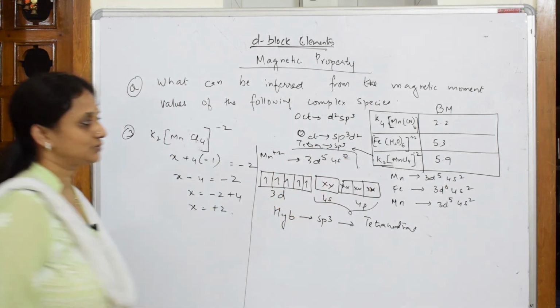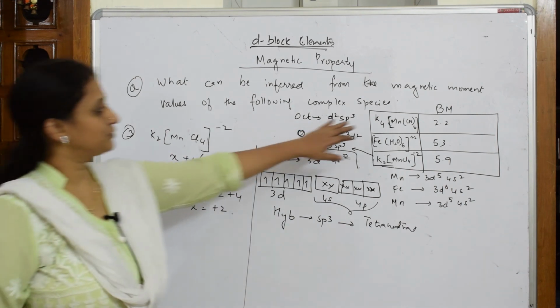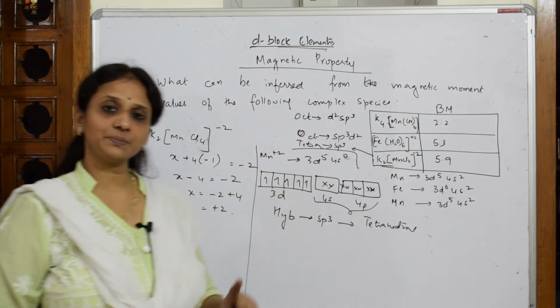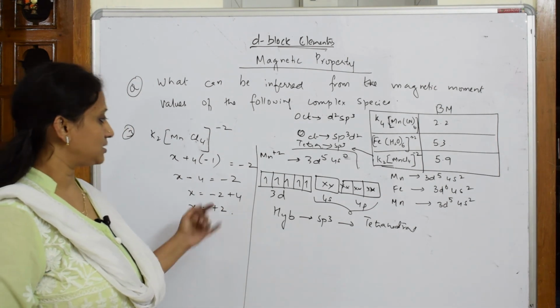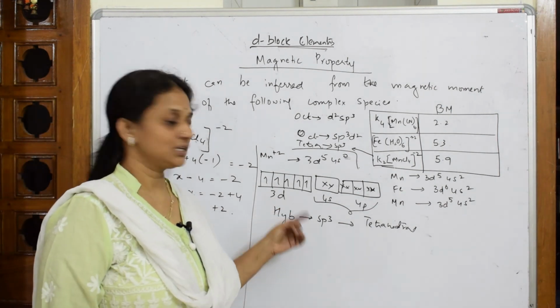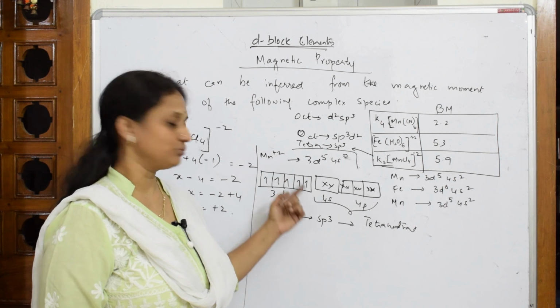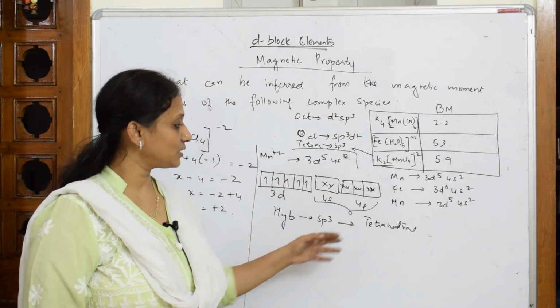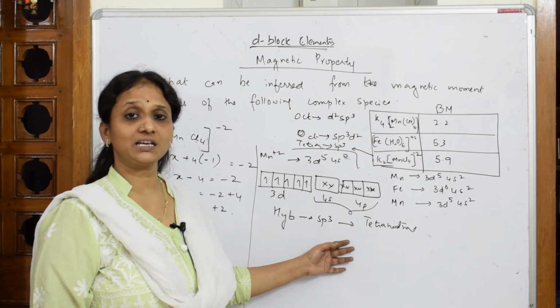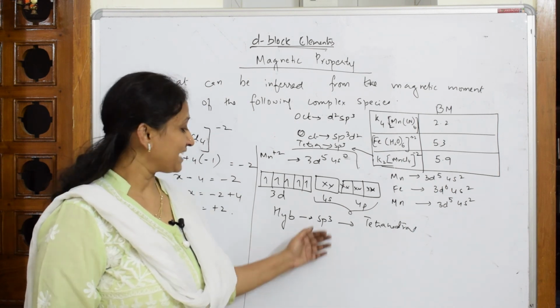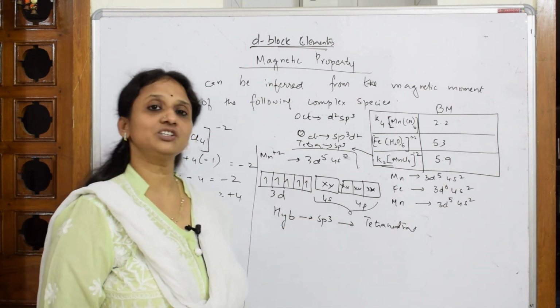Done. So this is how you're going to do it for the first one, second one, third one. First step, calculating the oxidation number. Second, filling the electrons. Third, based on the charge, removing the number of electrons. Fourth, writing the type of hybridization. You have to see whether it is a strong field ligand, weak field, or neutral ligand. And finally, you're going to write the shape of the molecule.